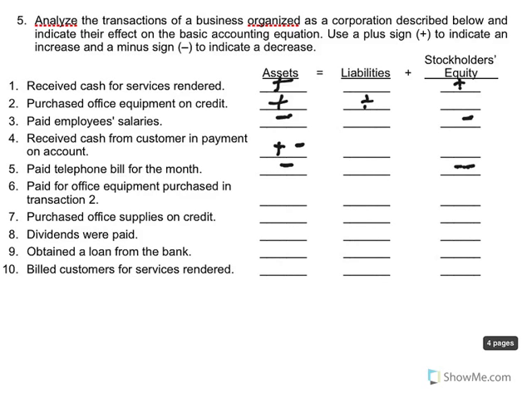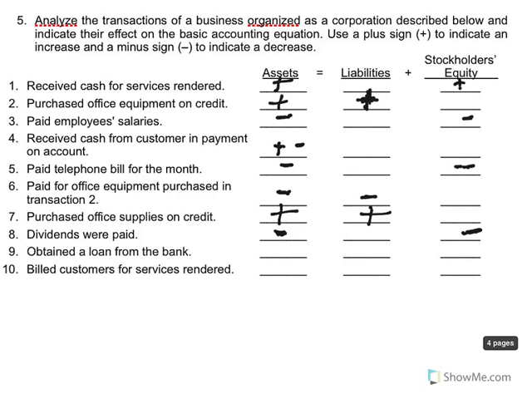Paid for office equipment purchased in transaction 2. So in transaction 2, I purchased office equipment on credit. Remember up here, assets were positive, and liabilities went up. Well, now we're going to reduce that. And so therefore, there's a negative in assets and a negative in liabilities. I purchased office supplies on credit. My supplies go up, and so do my liabilities. I paid dividends. Well, cash went down, and shareholders' equity went down because dividends reduce shareholders' equity.